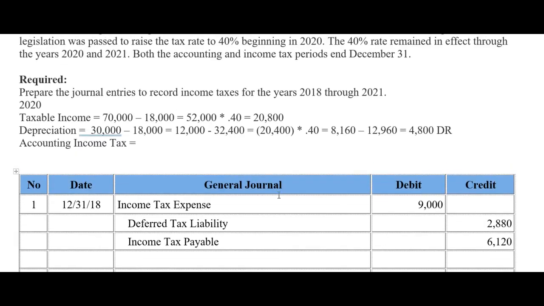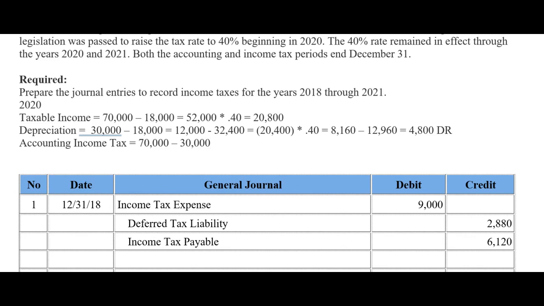Now, what's our accounting income tax? Well, again, we can solve that separately. So what we need to do then, what was our accounting income? Our income again was 70 minus our accounting depreciation, which is 30.